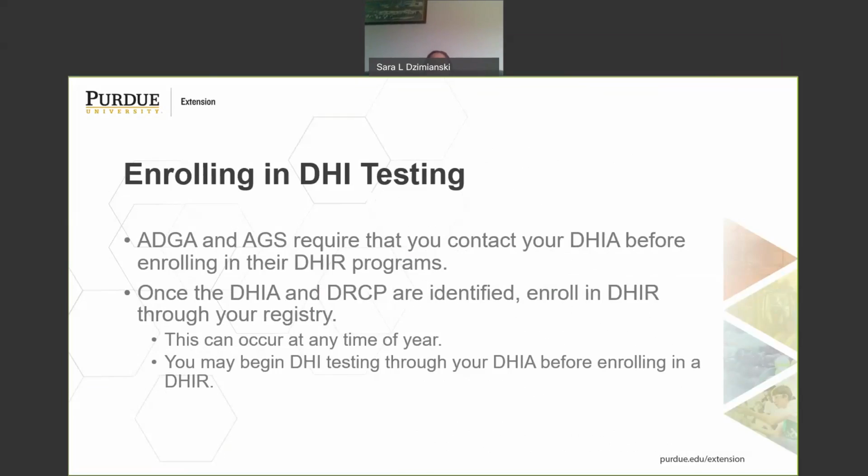So once you've identified your DHIA and your DICP and you have your herd code, then you can enroll in DHIR through your registry. You can enroll at any time of year. So you can actually start testing, DHI testing, before you enroll in DHIR. But you're not going to get any credit for awards until you enroll in DHIR.